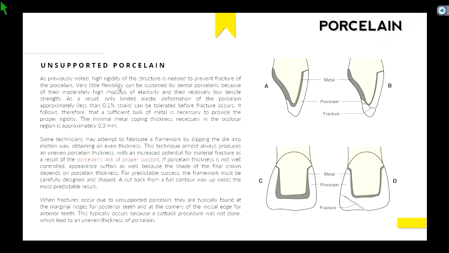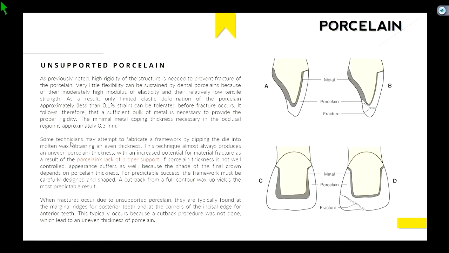So I guess we can read through this real quick. So we know that the porcelain needs to be highly rigid in order to prevent fracture. So even a little bit of flexibility in the porcelain will cause it to break. Okay, so there's very low tolerance for it to flex. The minimal metal coping necessary is 0.3 millimeters.